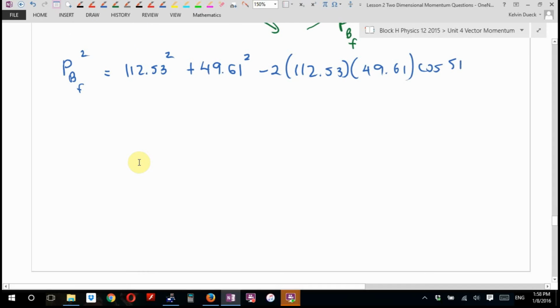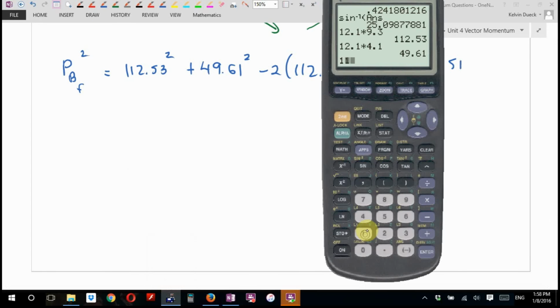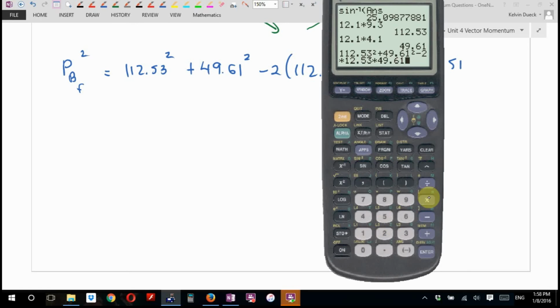Speaking of answer, 112.53 squared plus 49.61 squared minus 2 times 112.53 times 49.61 times the cosine of 51. By the way, Smarty Pants from me is a compliment, believe me. Any typos? By the way, get in the habit of checking for typos before you hit equals, because it's lots of typing.